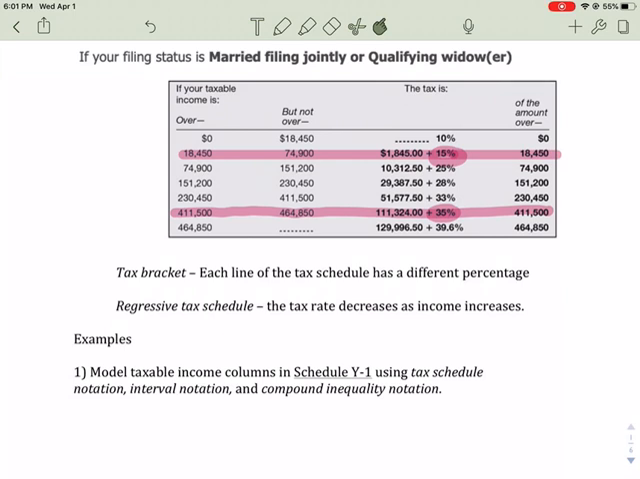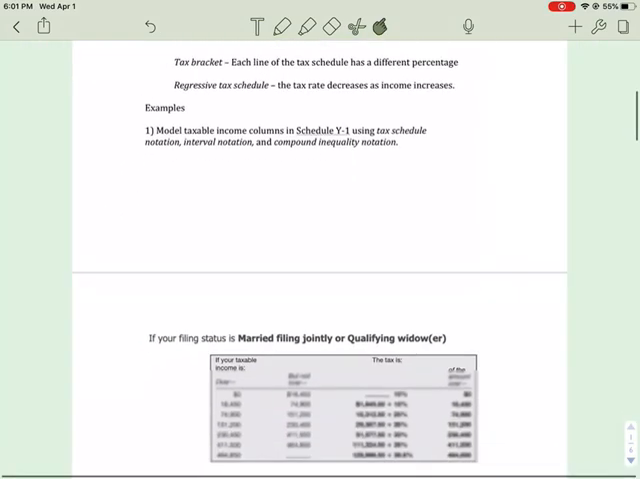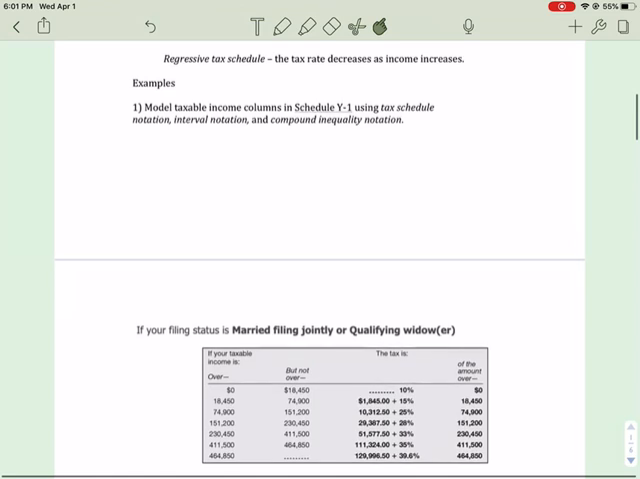Now there is a movement out there to change that, and that's called a regressive tax schedule. In other words, instead of increasing your percent as you increase your amount, it goes the other way: your tax rate decreases as your income increases. That's not what we do right now, and it's not part of this discussion. Okay, so let's take a look at this schedule.